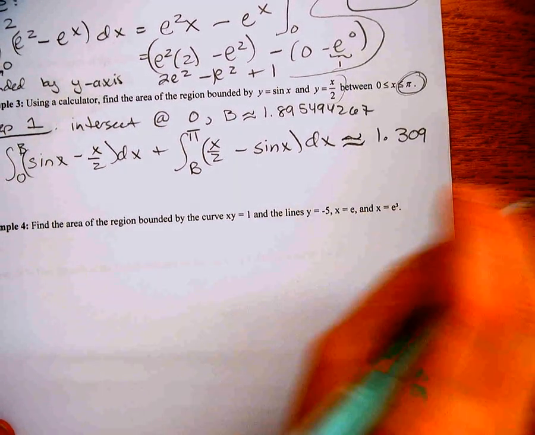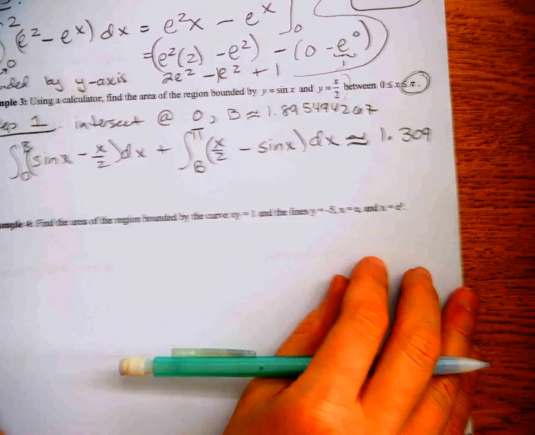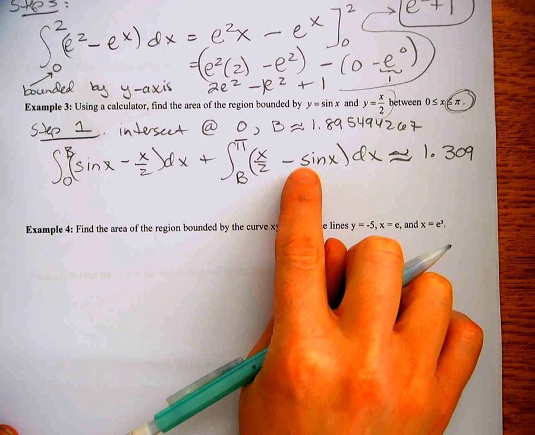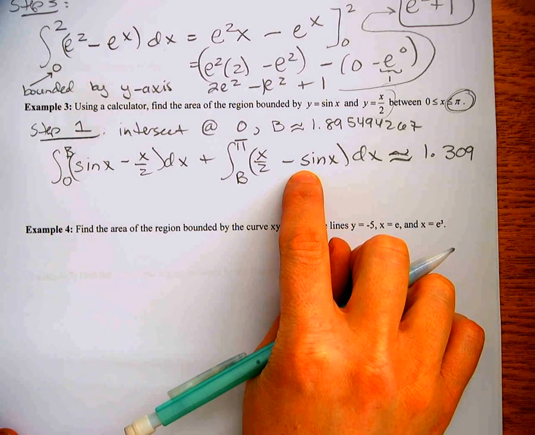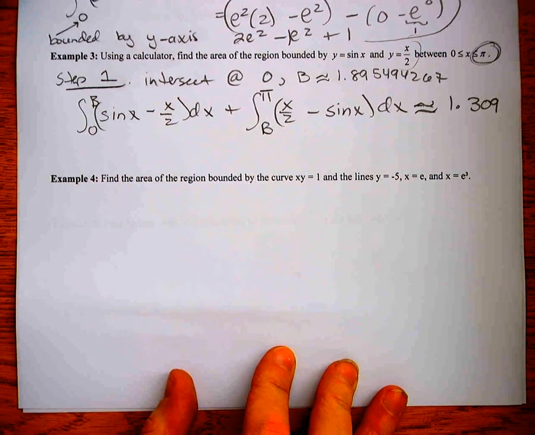Okay, so our final answer is roughly 1.309. And that was adding this part and this part together to give us all the area. Okay, now let's go to example 4.